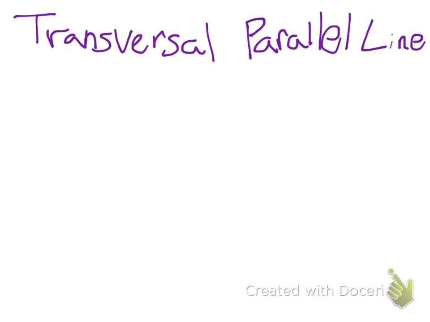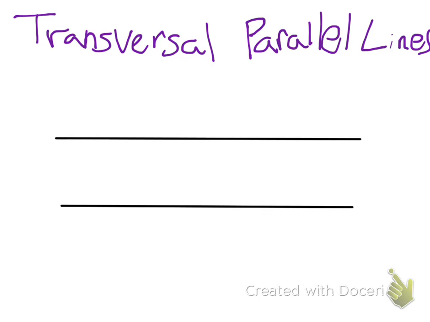Okay, today we're talking about transversal parallel lines, and transversal and parallel are both big words. To just let us know, parallel lines mean two lines that will always be the same distance apart from each other. They never get any closer, they never get any farther apart, and they will never touch over time. That is what parallel lines means.